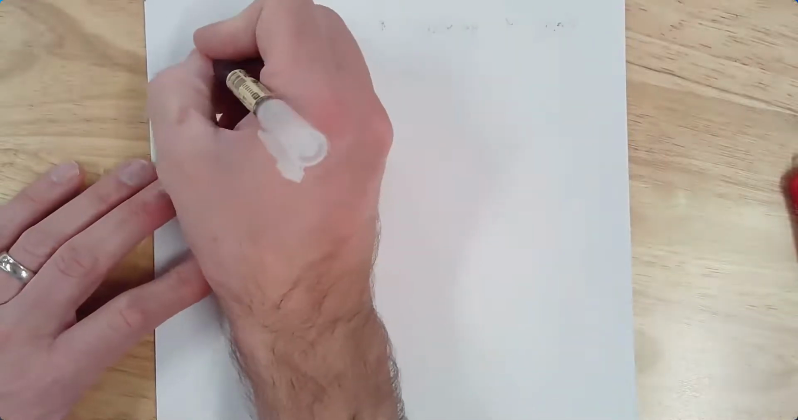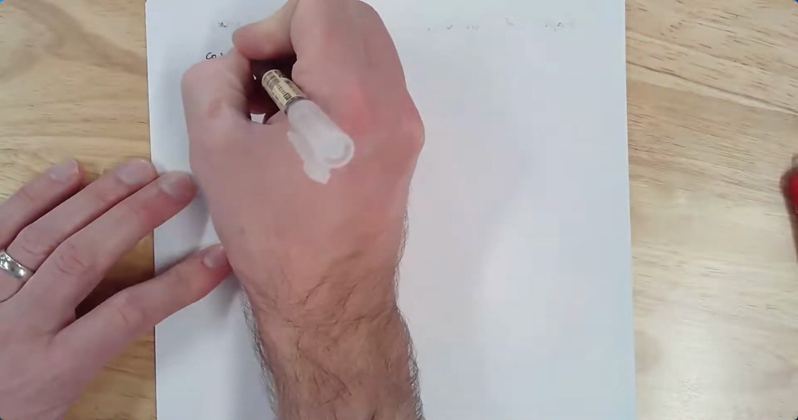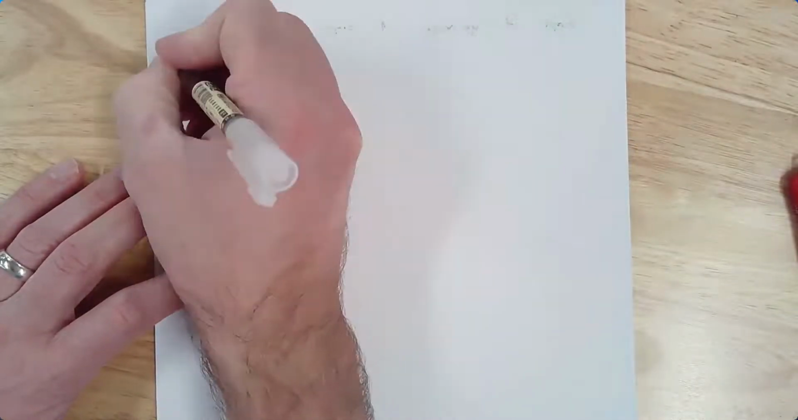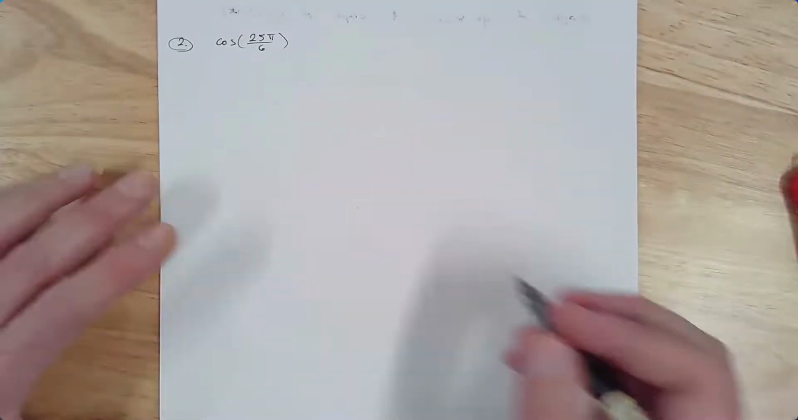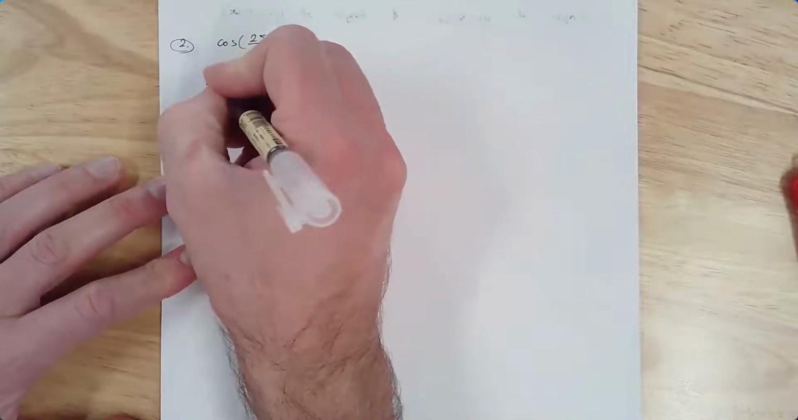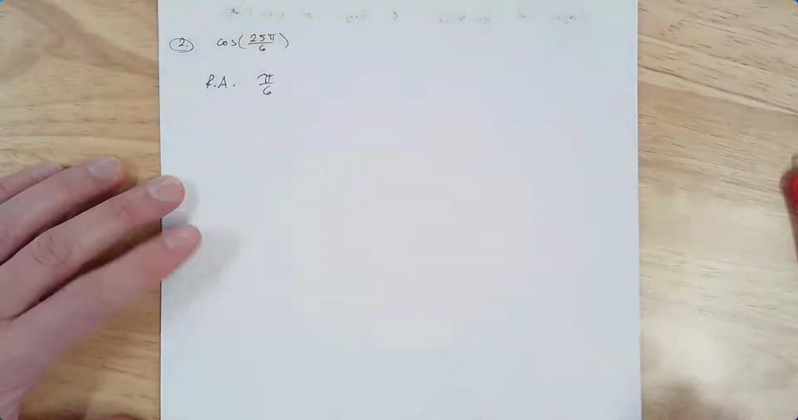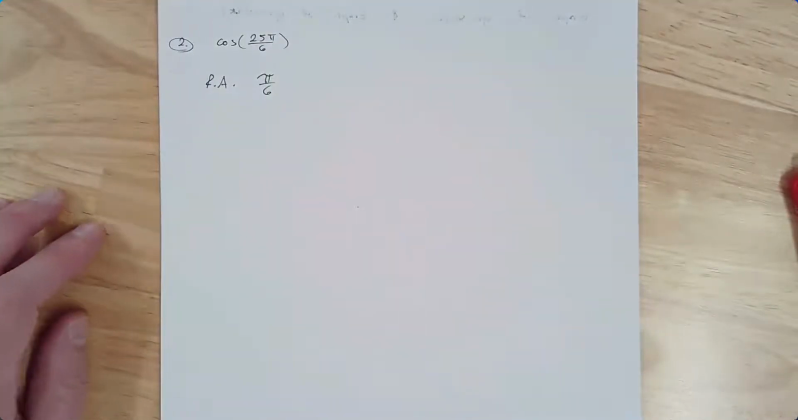So let's look at question 2. Find the exact value for cosine of 25 pi over 6. Okay, well, right off the bat, we know that the reference angle is pi over 6. We just have to figure out what quadrant.